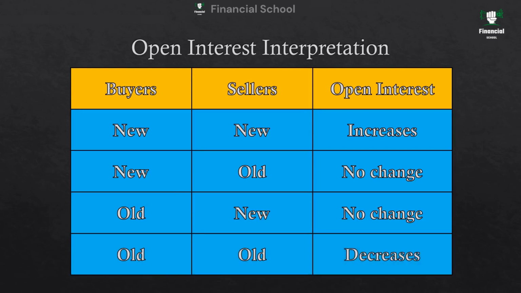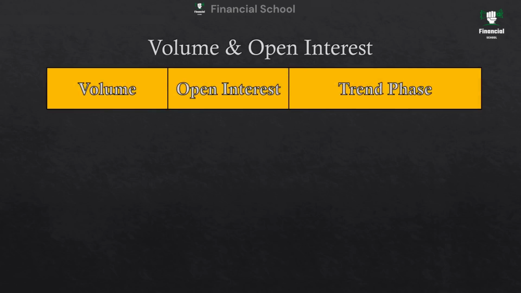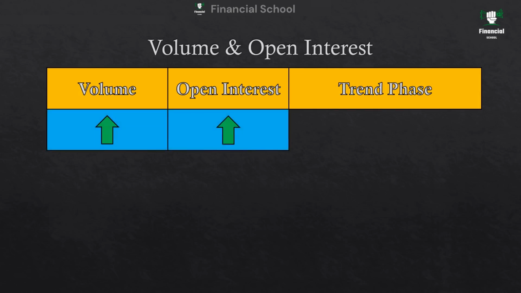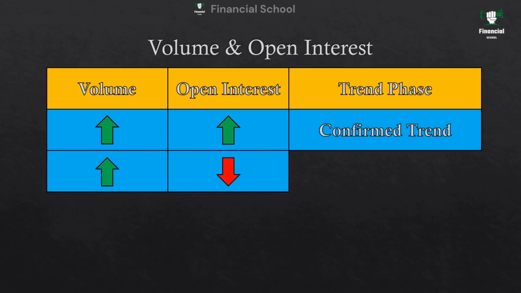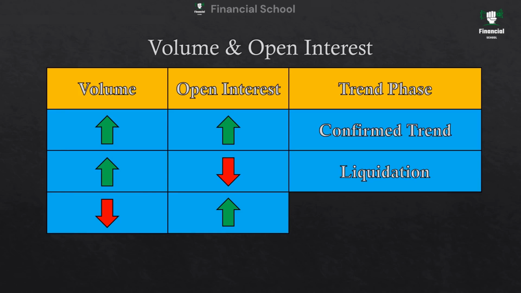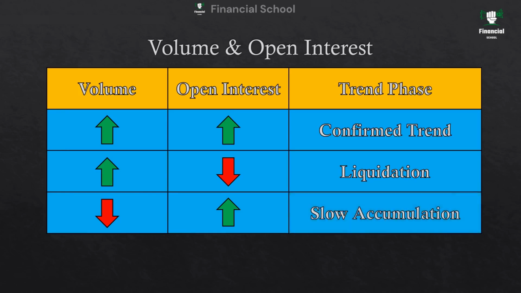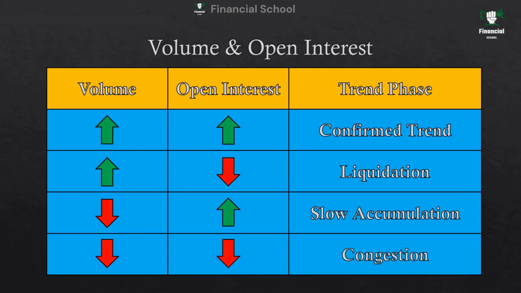The combination of volume and open interest gives rise to new possibilities of interpretation for the particular phases of a trend. It's generally accepted that when volume is rising and open interest is rising, the trend is confirmed. When volume is rising and open interest is falling, we have the phase of position liquidation. When volume is falling and open interest is rising, we have a period of slow accumulation, which happens before an uptrend. When both volume and open interest are falling, we have a congestion phase, meaning a sideways market.